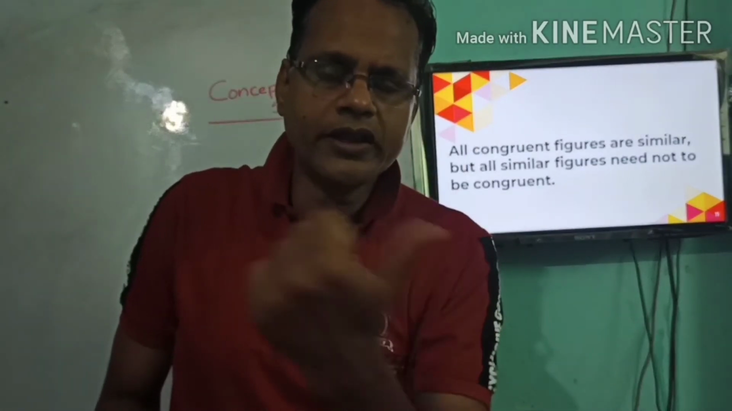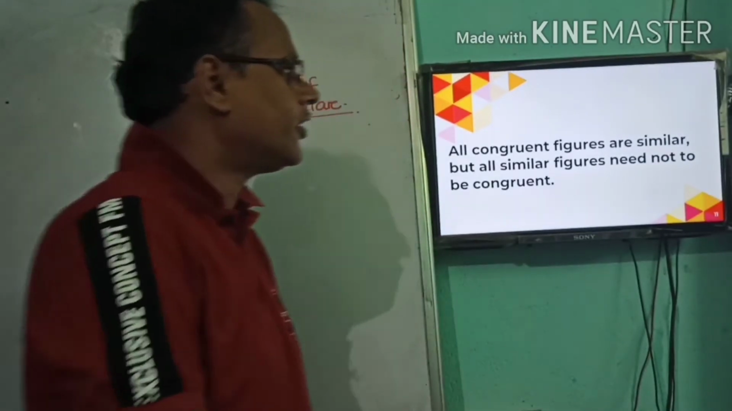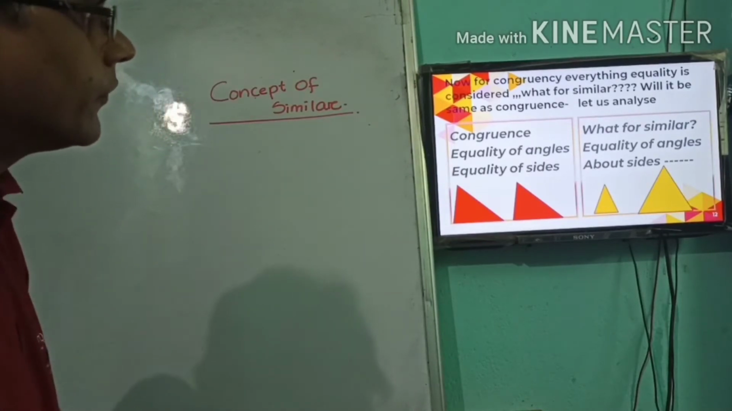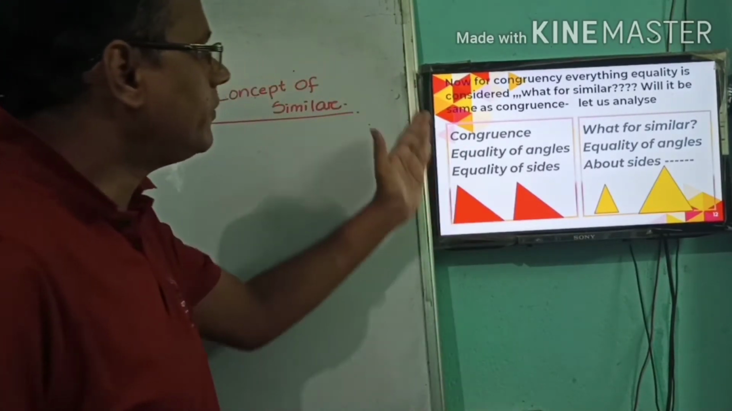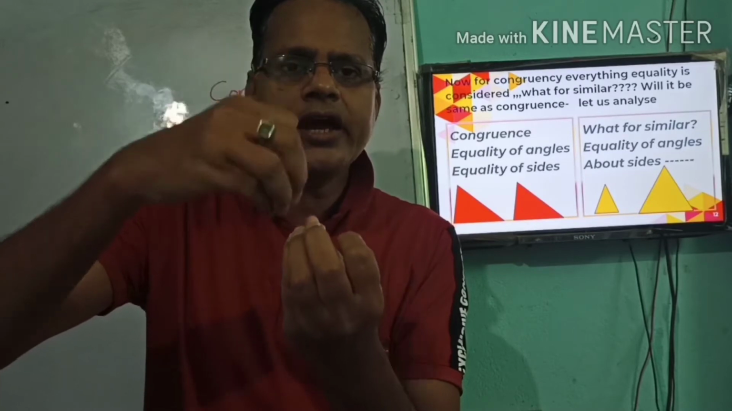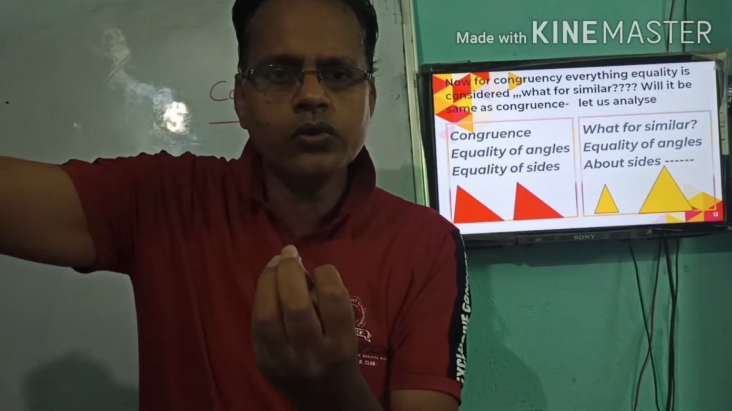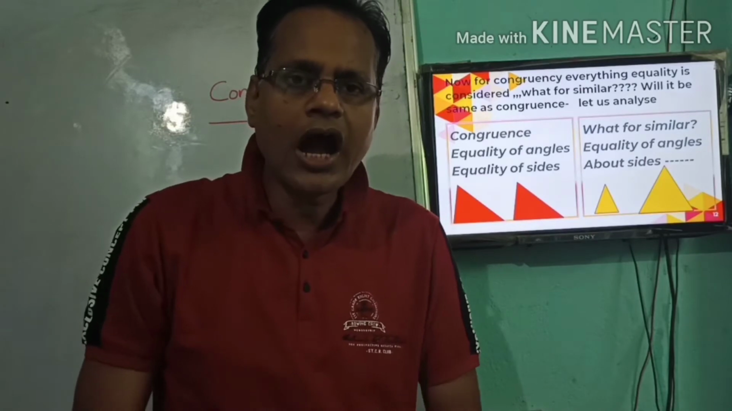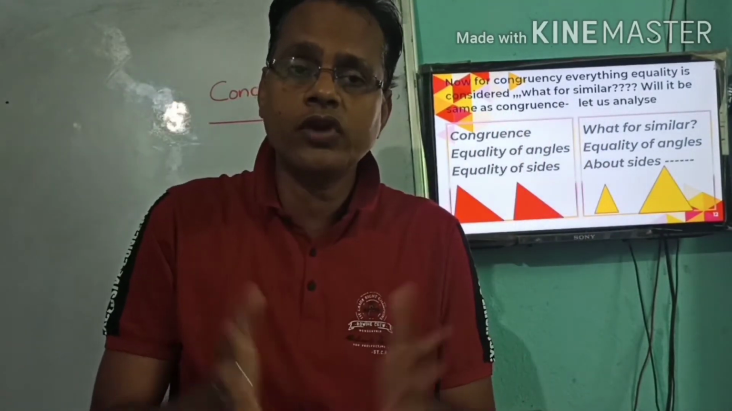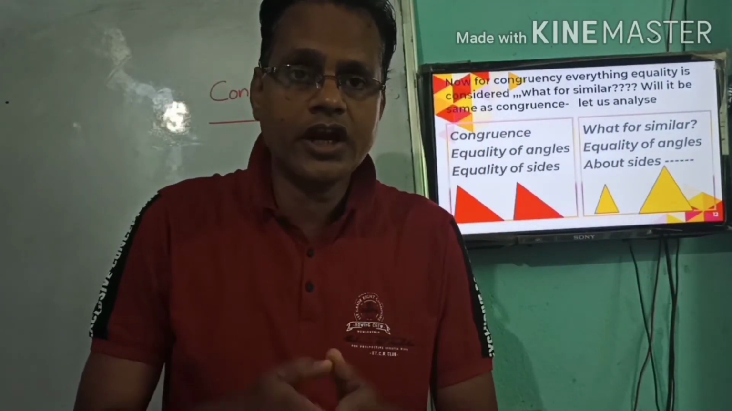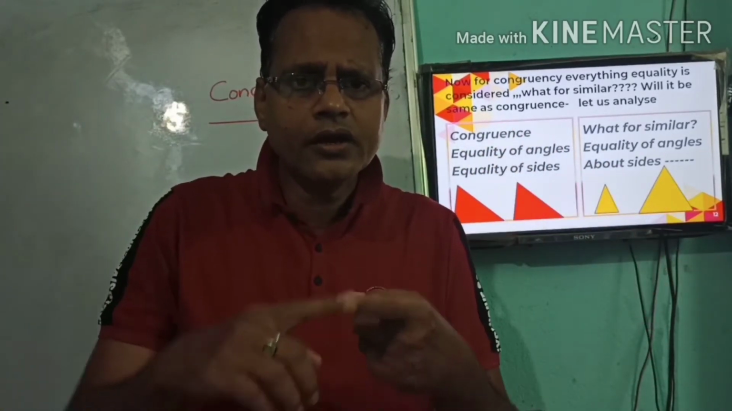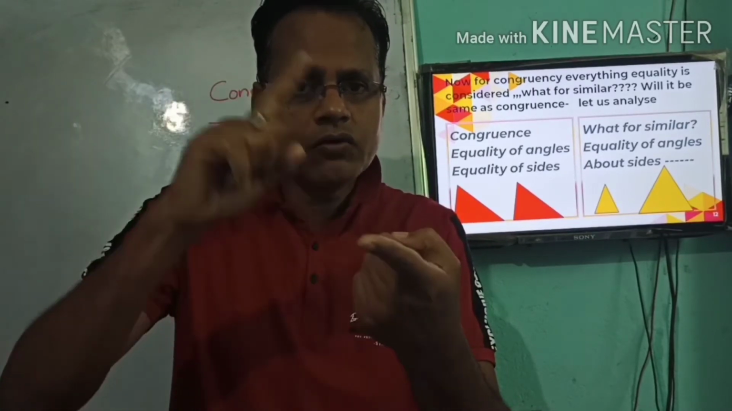Before telling you the mathematical concepts, let us discuss another example here. Everything, equality is considered. And what for similar? Will it be the same as congruence? Let us analyze. From this wording, if we analyze one upon another, then we can go to the mathematical concept of similar. How does congruence maintain equality? Because in standard 9 or standard 7 we have learnt different criteria of congruence, that is SAS, RHS, ASA, like this. What are there? Equality of angles and equality of sides.